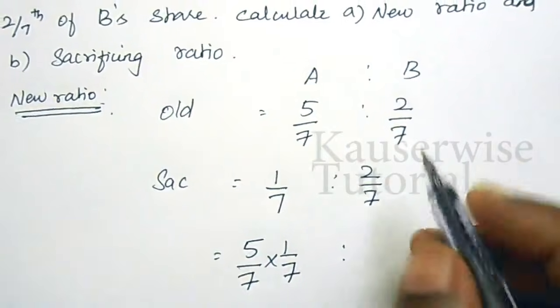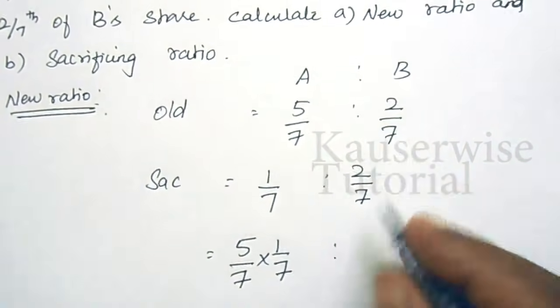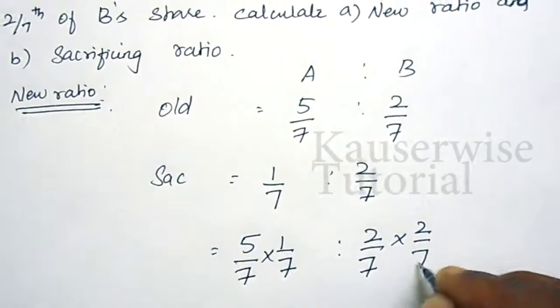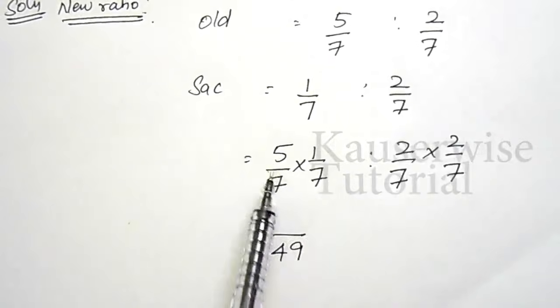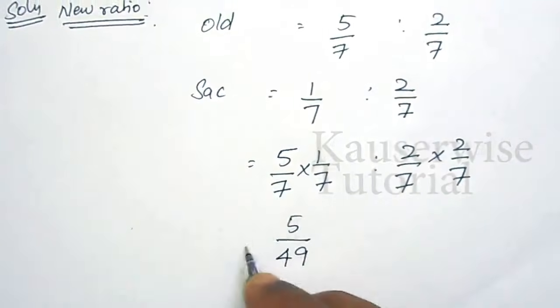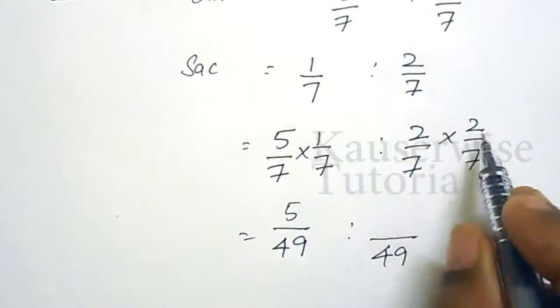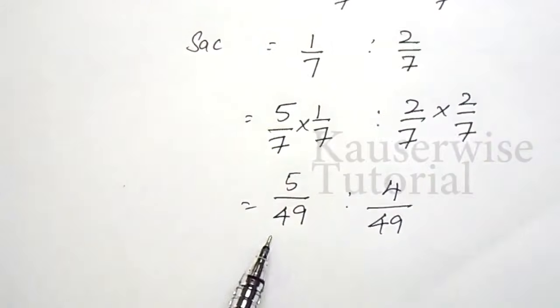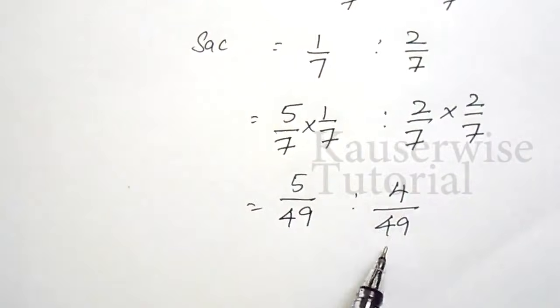In the same way, B also sacrificed 2 by 7 of 2 by 7. Old ratio 2 by 7, sacrifice 2 by 7th share. So now calculate 7 into 7, 49. 5 into 1, 5. 7 into 7, 49. 2 into 2, 4. So sacrifice ratio is 5 by 49. So A sacrificed 5 by 49 and B sacrificed 4 by 49.